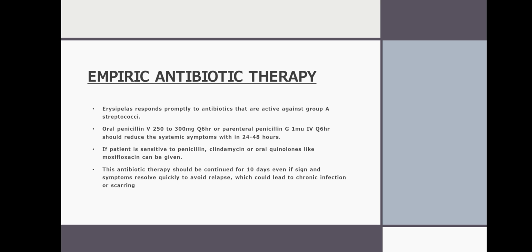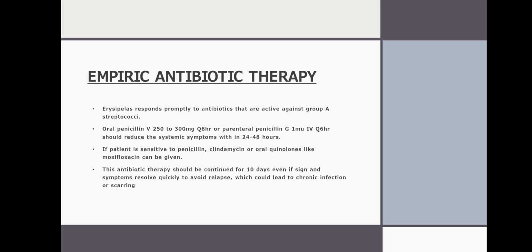To treat erysipelas, we are going to give empiric antibiotic therapy, and the antibiotics used here must be active against group A streptococci. First we'll start with oral penicillin V at a dose of 250 to 300 milligrams every 6 hours, or we can also give parenteral penicillin G, 1 million units IV every 6 hours, and this should reduce the systemic symptoms of erysipelas within 24 to 48 hours.